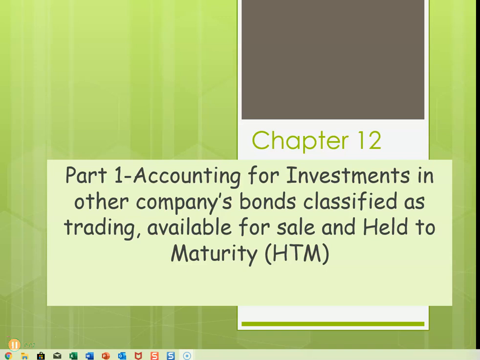Chapter 12, Part 1, we're going to talk about investing in other companies. And the first way we're going to talk about is investing in other companies' bonds. And we categorize those as trading, available for sale, or held to maturity.